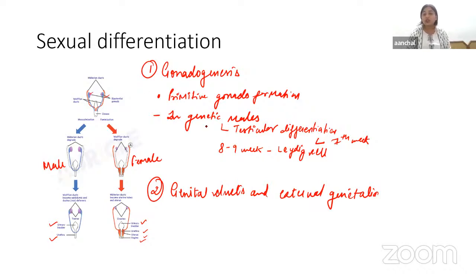So primitive gonad formation and testicular differentiation will be there in genetic males. Testicular differentiation in the 7th week, then in the 8th to 9th week Leydig cell formation, and rapid proliferation between the seminiferous tubules until the 14th week of development. Now what happens in females?